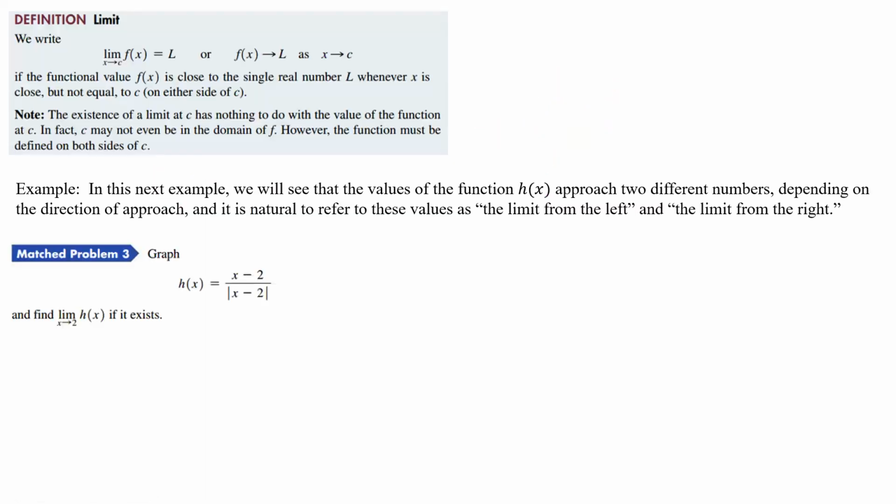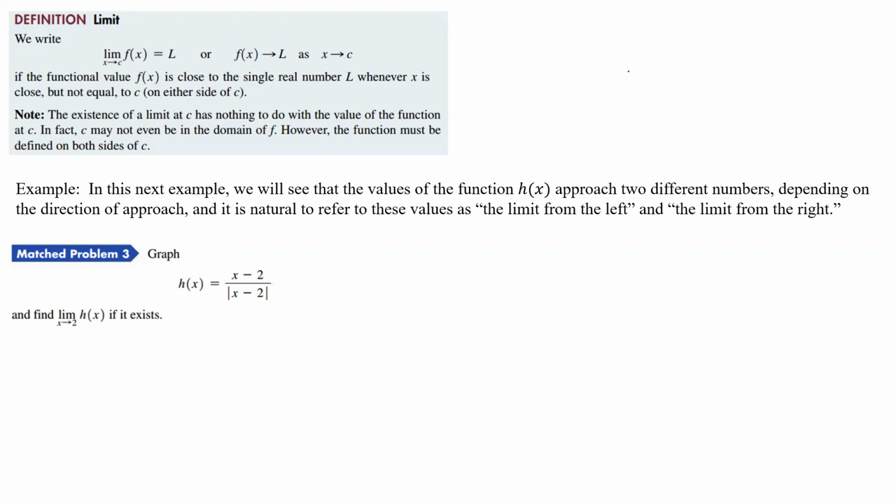All right, so this leads us into the definition of a limit. So we write the limit of f of x as x approaches some number, in this case we're calling it c, is equal to L. Or we can say f of x approaches L as x approaches c. Okay, so if the functional value f of x is close to the single real number L whenever x is close but not equal to c, basically on either side of c.